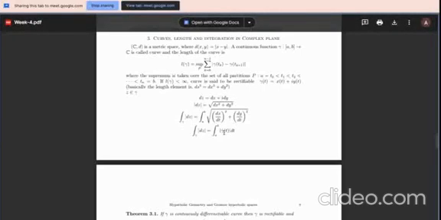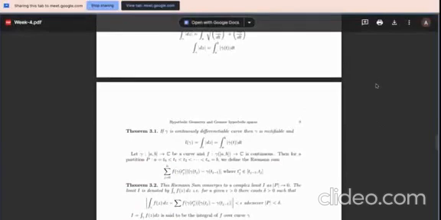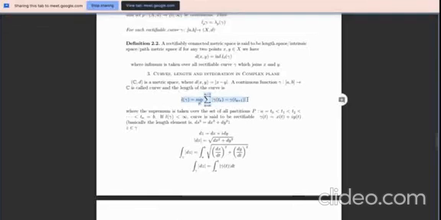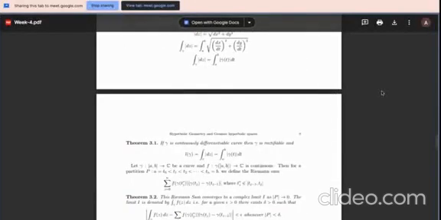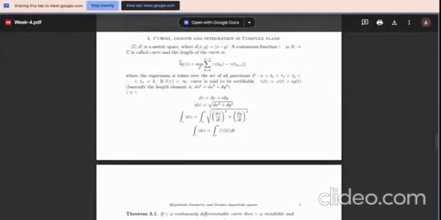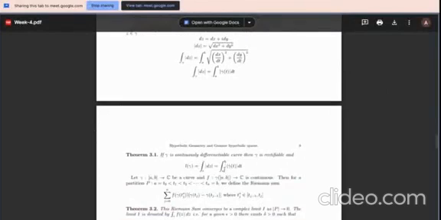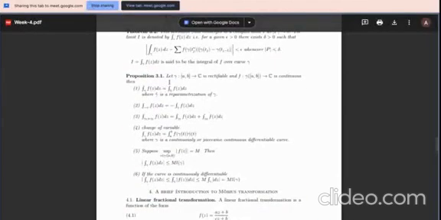For that, your gamma should be a continuously differentiable curve. If gamma is a continuously differentiable curve, then gamma is rectifiable. Rectifiable means this length should be less than infinity, meaning it should be finite. So if gamma is continuously differentiable, you can calculate the length of the curve by this integral, the integral from a to b of mod gamma dot t dt. Even if it is piecewise continuously differentiable, you can also calculate it. So these are the basic properties of the curve.